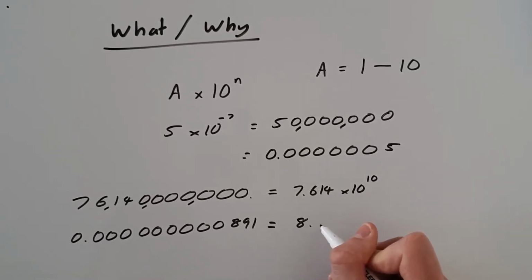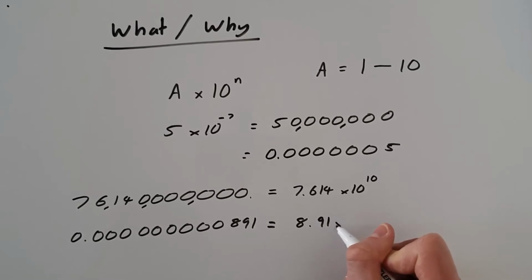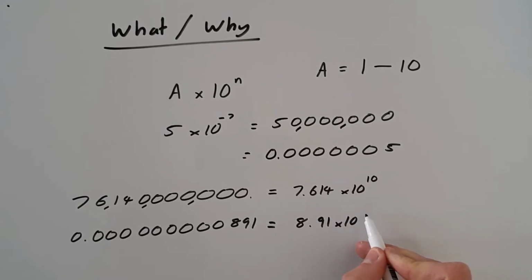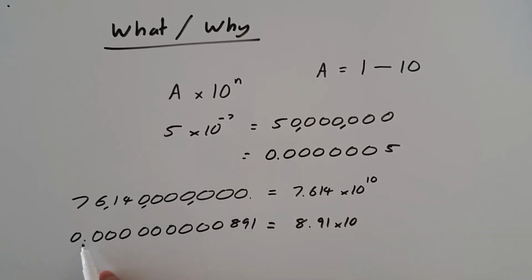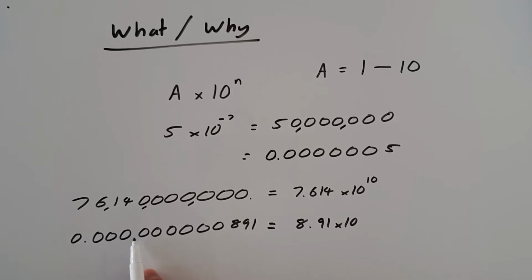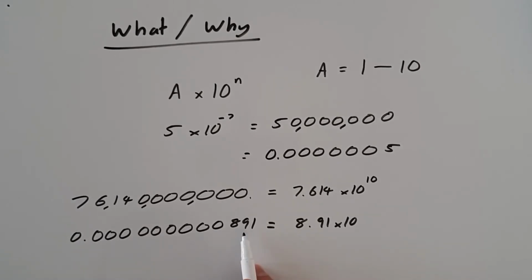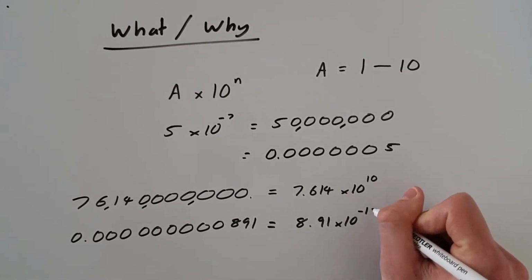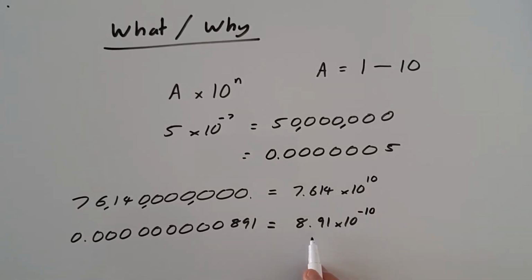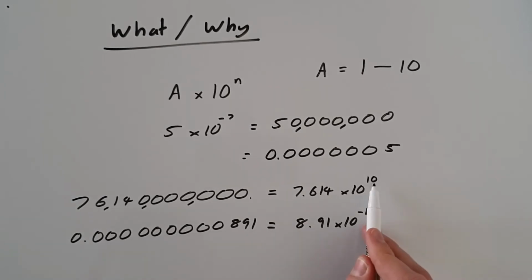So that becomes our first number, 8.91 times 10, and then to the power of how many places we want to move our decimal point. So in this case, it will then be 1, 2, 3, 4, 5, 6, 7, 8, 9, and 10. 10 again. But this time, because this is a really, really small number, it will be minus 10. Okay? Because the minus means we're moving a decimal point one way, a positive means we're moving it the other way. Okay?